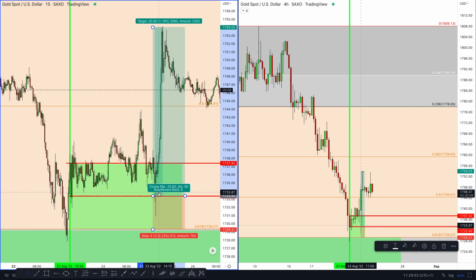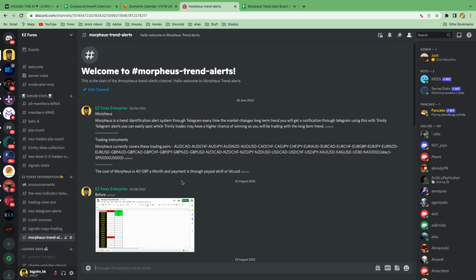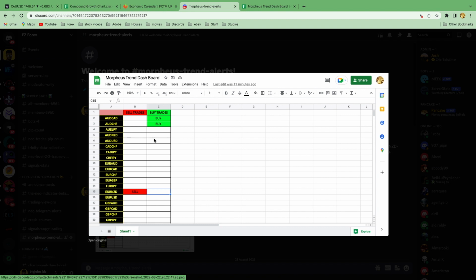Now here's another fantastic tool that I am providing for people. This is the Morpheus trend alerts. So what Morpheus actually does is it's going to scan the market and give us the best trending pairs within a day. So every single day, you're pretty much going to get one of these sheets that appear.